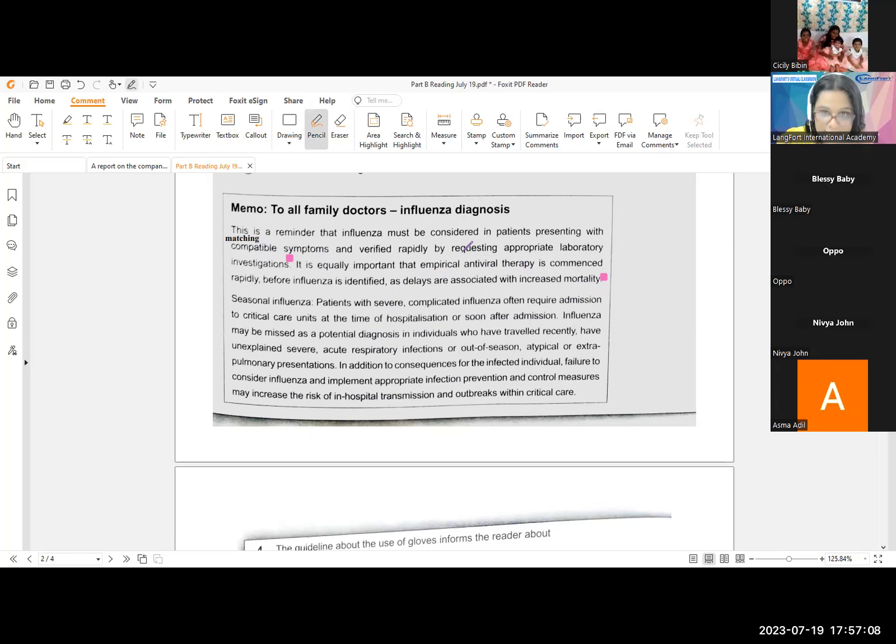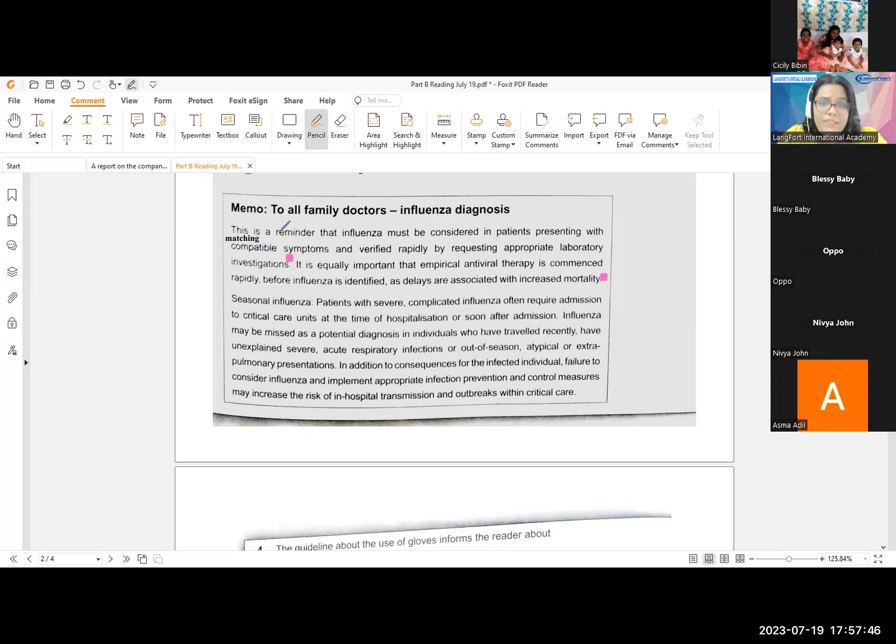So they are saying you need to send for quick laboratory investigations. At the same time, it's also important that empirical antiviral therapy is started quickly before influenza is identified. So even before the identification is done, it's important that you start antiviral therapy, because if you delay it, that can lead to increased death rates. So all of you, go through the first paragraph.